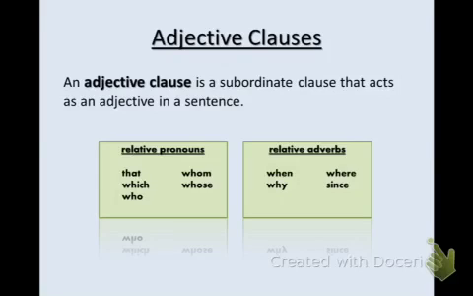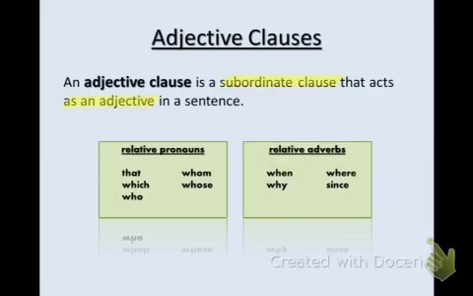Let's start with the definition. An adjective clause is a subordinate clause that acts as an adjective in a sentence. The two important parts of that definition are the subordinate clause. Remember from the video introduction that a subordinate clause does contain a subject and verb, but it is not able to stand alone as a complete sentence. And then of course the other part of that definition is that it's acting as an adjective in the sentence.